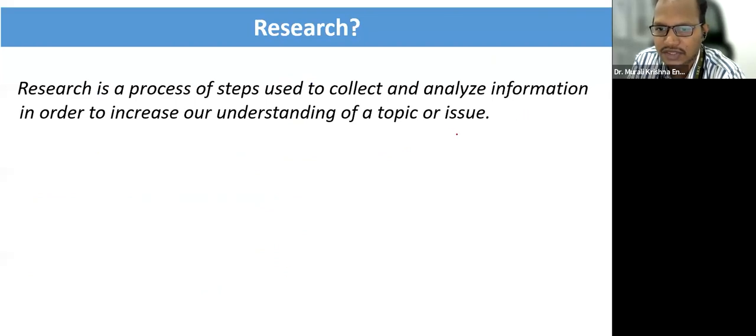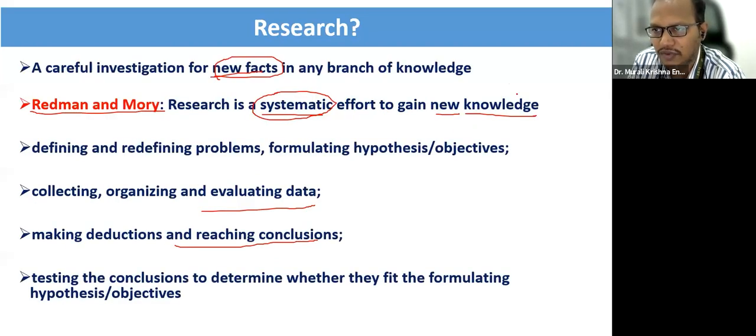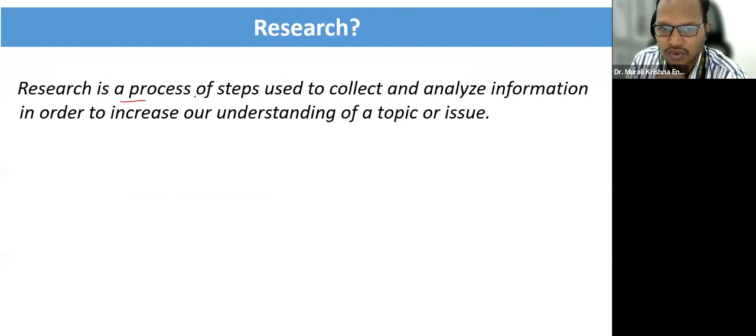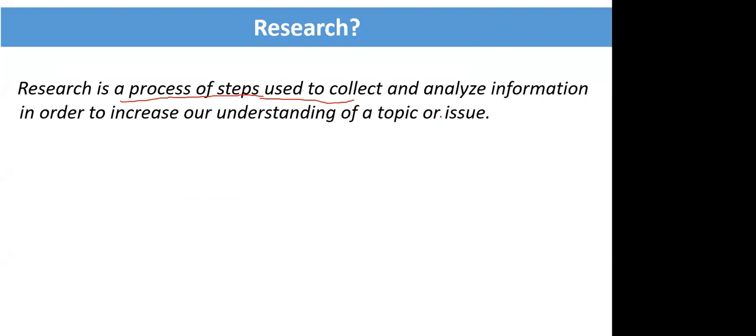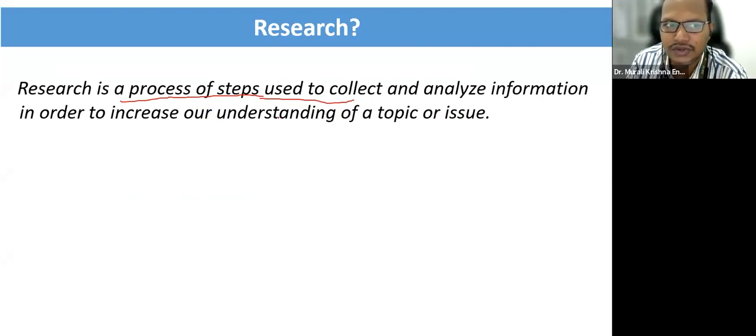So I'm formalizing all of these into one definition. Research means a process of steps used to collect and analyze information in order to increase our understanding of a topic or issue. You can see this is a formal definition. Instead of having all these definitions, I make the definition: it's a process of steps used to collect and analyze information in order to increase our understanding of a topic or issue. This is the main formal definition of research.